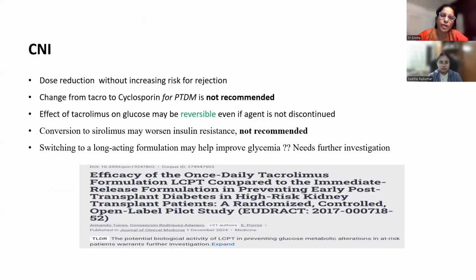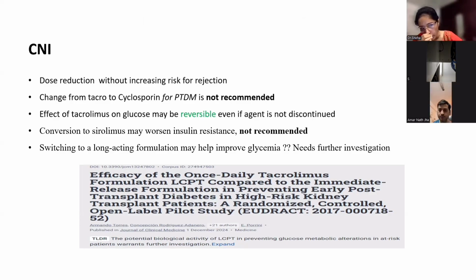For CNI, we should attempt dose reduction without increasing the risk of rejection. Even though TAC is more diabetogenic, changing from TAC to cyclosporine for PTDM management is not recommended. We should take the immunological assessment into account. Also, the effect of tacrolimus on glucose will be reversible over time, so there is a chance of PTDM reversal long term. Conversion to sirolimus may worsen insulin resistance, and that is also not recommended. Switching to a long-acting formulation may help glycemia in some studies, but the results are mixed and need further evaluation.